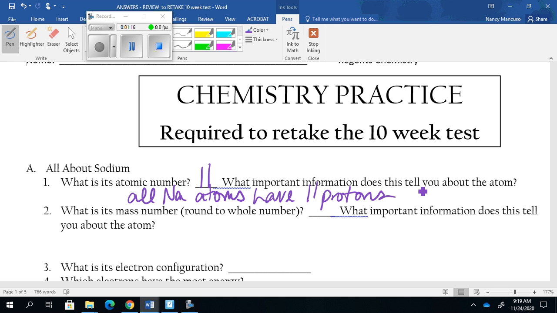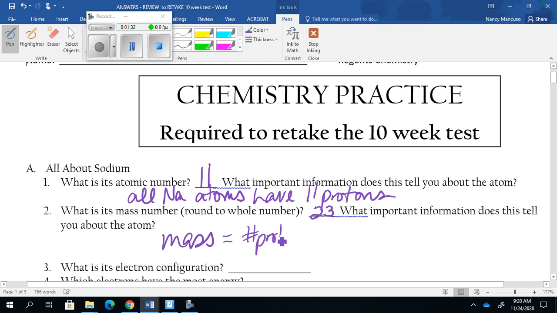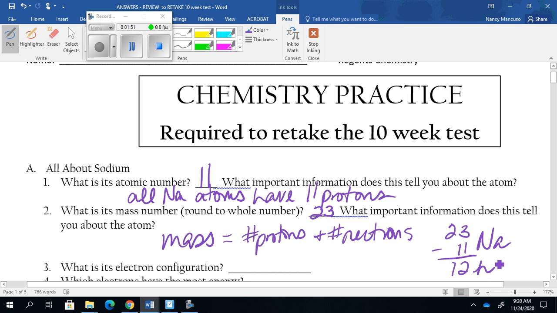So I look up in the top right corner and it says 22.9 and so on. So I round that to 23. What important information does this tell me? So the mass is equal to the number of protons plus the number of neutrons. So if I have 23, I like to write it like this. The 11 told me how many protons, the 23 is the mass. I can subtract, and that tells me I have 12 neutrons in the nucleus of this atom.